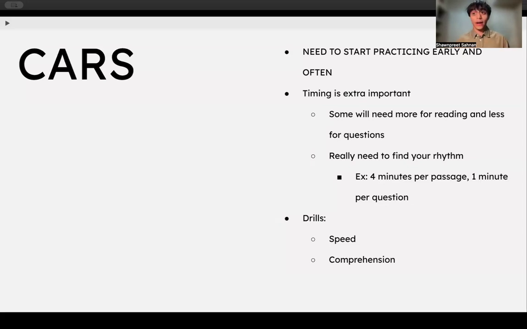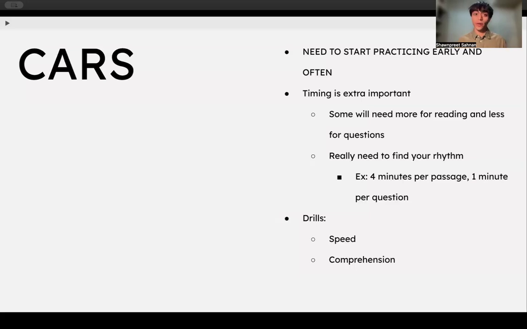You're going to need to practice under time, especially because this is a time sensitive section. A lot of people run out of time on CARS. It's one of the hardest sections to keep on time for. You'll have to make judgment based decisions, and that really pulls on people's time a lot of the time. Some people are going to need more time for reading. Some people are going to need less time for questions.